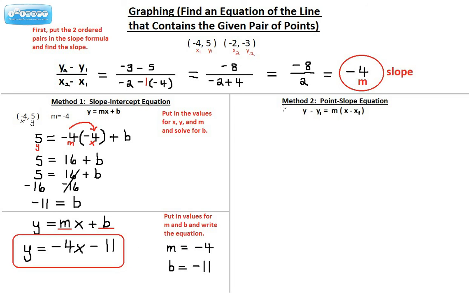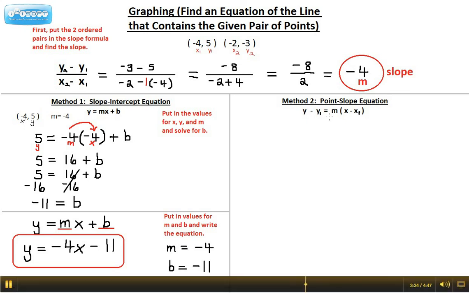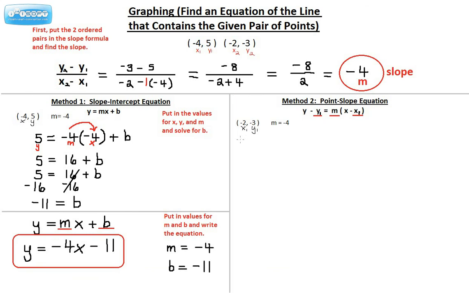Now I want to use the second method. Like I said, you can use whichever one you want, but after using the 2 points and finding the slope, in this method we're going to use the point-slope equation. For the second method, I've chosen the point (-2, -3), and we have our slope -4. We only substitute in the numbers for x sub 1, y sub 1, and m.